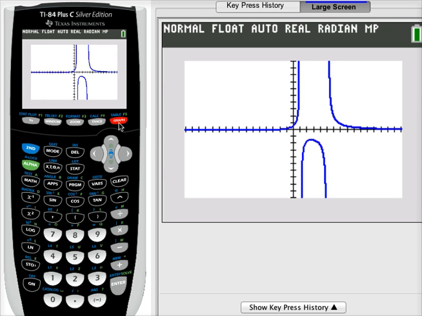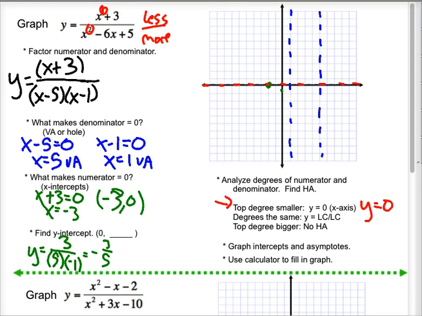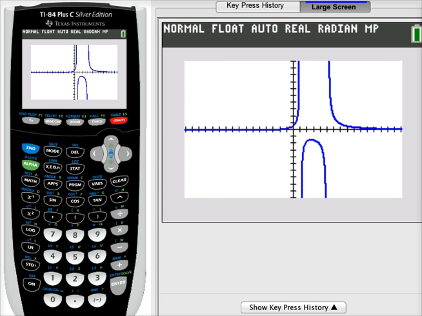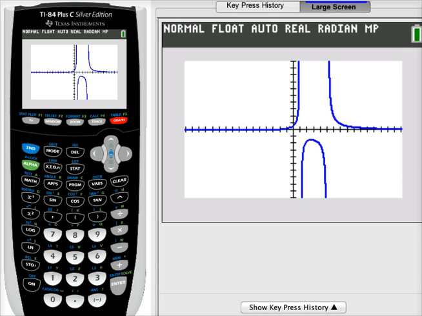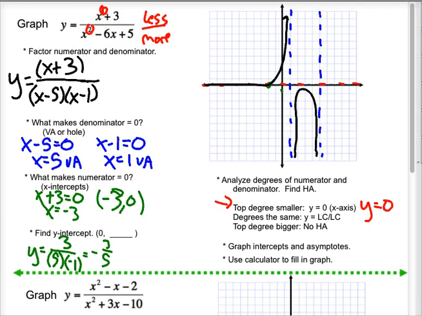All right. So let's take a look at what's happening here. So we have our graph going like this. Then the bottom goes like that. And our other side goes like that.